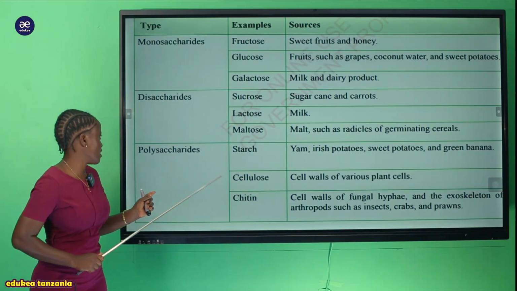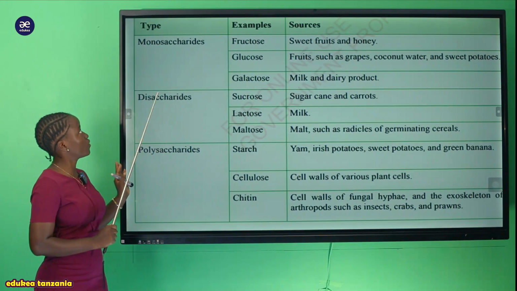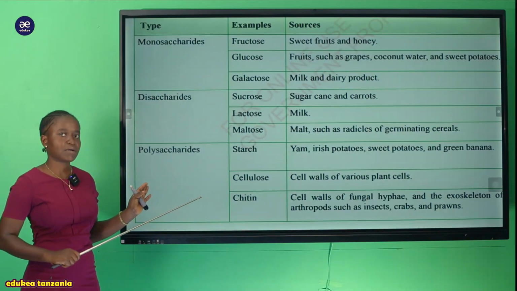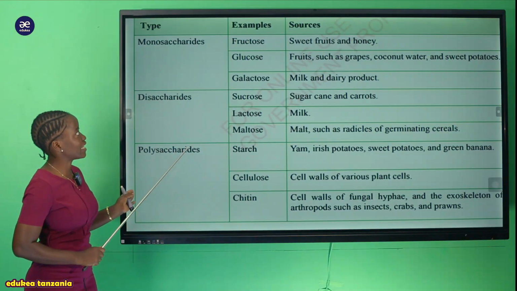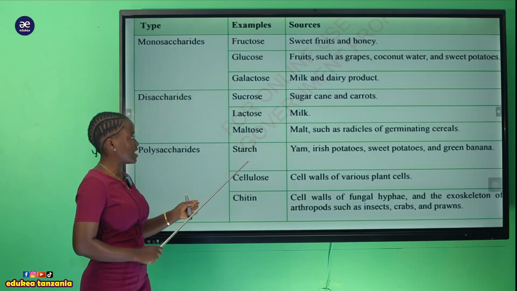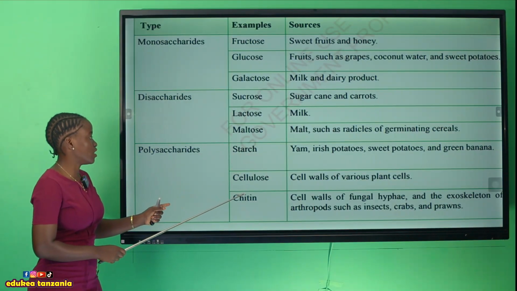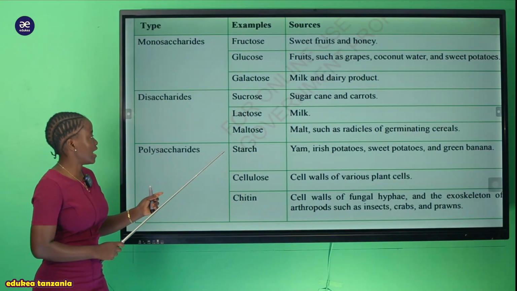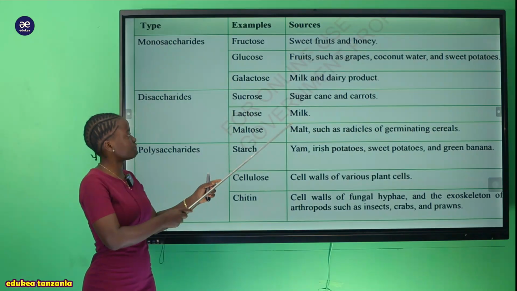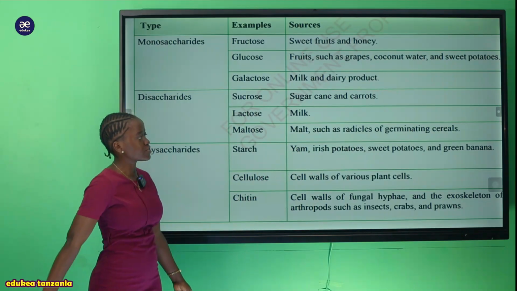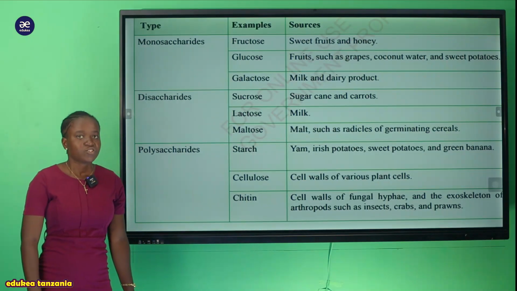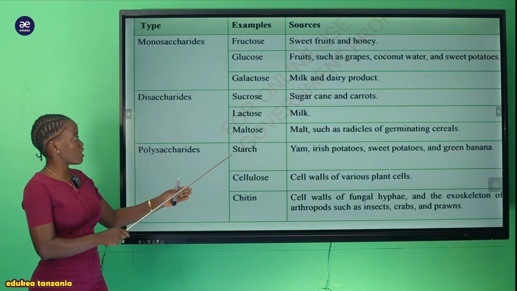And also we have the last class of this carbohydrate, and this is polysaccharide. Examples of the polysaccharide: we have starch, we have cellulose, we have chitin. So in the starch is where you can find the yam, Irish potatoes, we have sweet potatoes, and green banana. So those are the sources of starch.